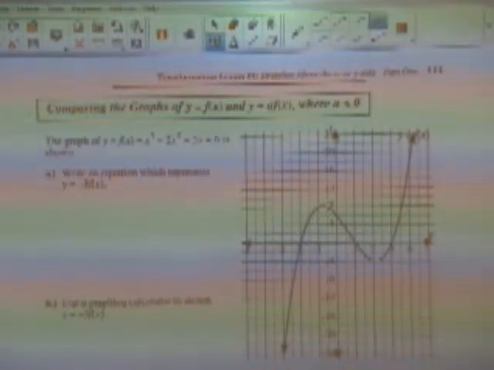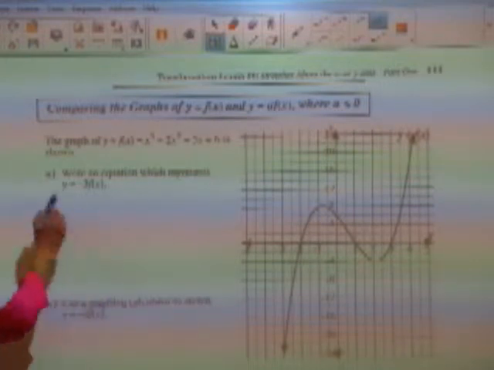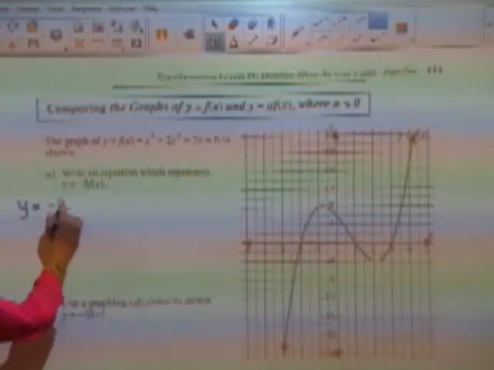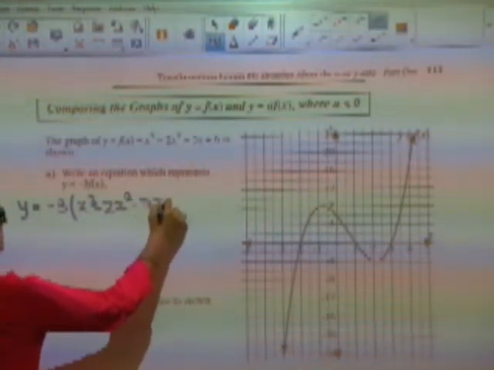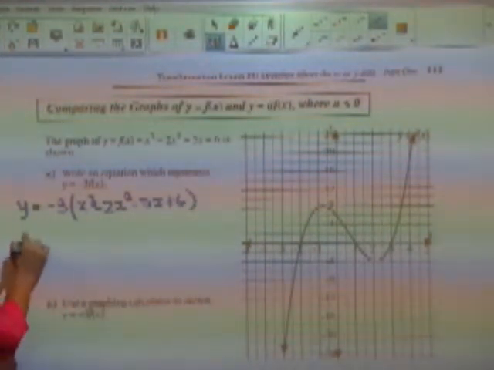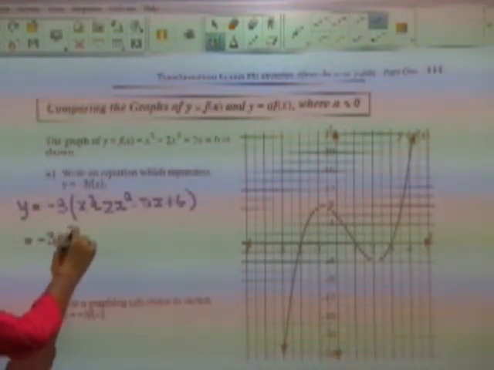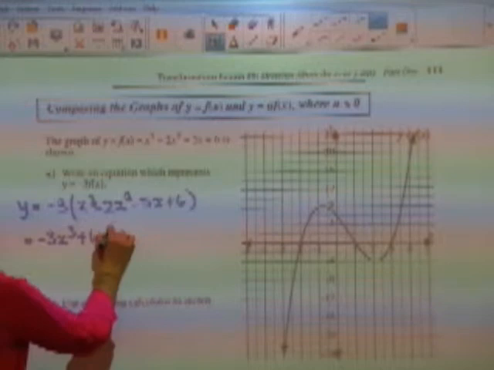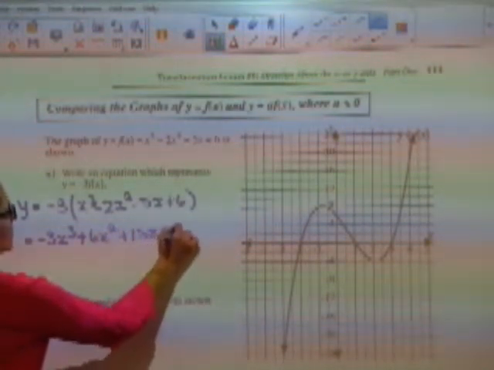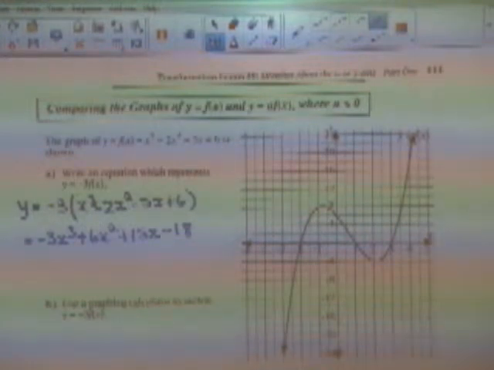So if I have the equation x cubed minus 2x squared minus 5x plus 6, and I replace a with negative 3, I would get negative 3 times this entire equation. And then when I remove the brackets, negative 3x cubed, plus 6x squared, plus 15x, minus 18. Sketch that on your calculator and tell me what you see.